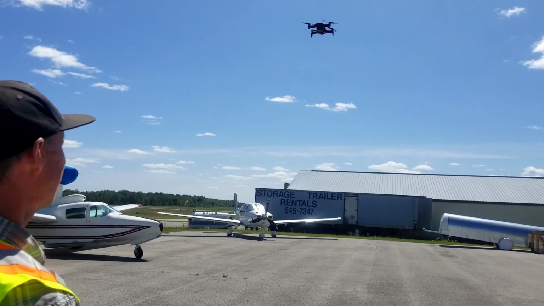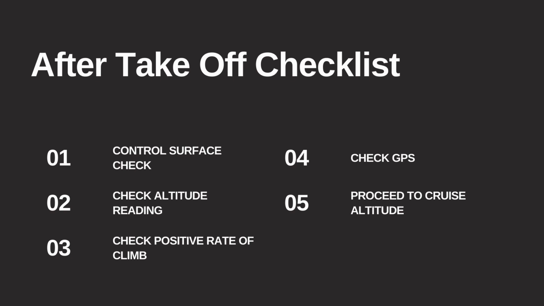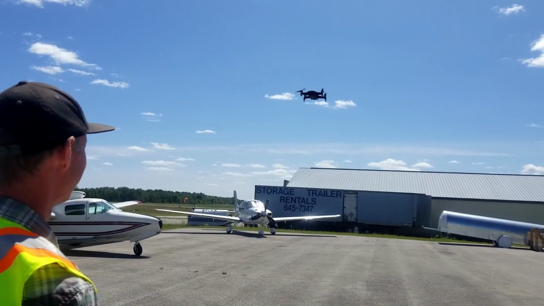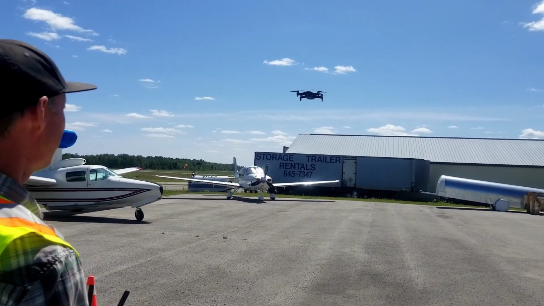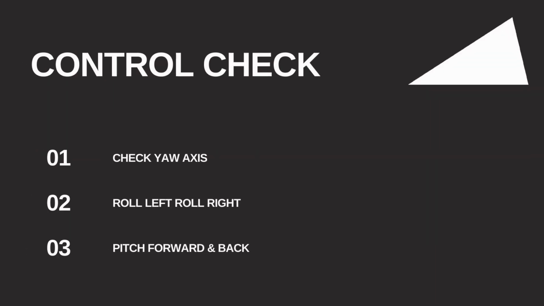After takeoff checklist. Control surface check. Check altitude. Check positive rate. Check GPS. Proceed to cruise altitude. Control systems, check. Check yaw axis, roll left, roll right, pitch forward and back.